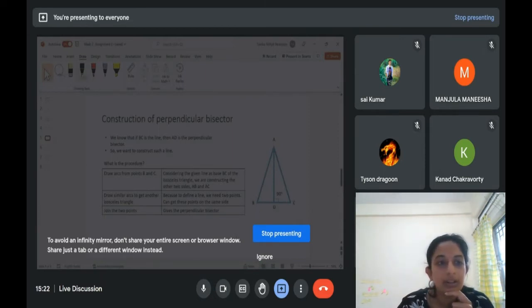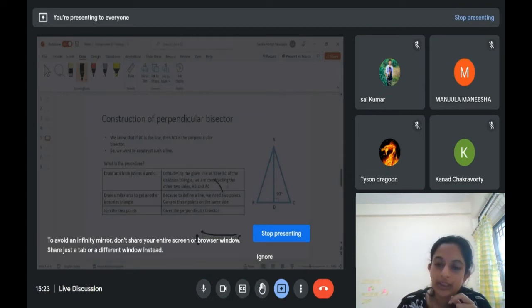So what is the procedure that you follow when you draw a perpendicular bisector? You are given a line. I'll just rename it with the same names to emphasize the similarity. Let us say that we are given a line BC which we want to bisect. What is the procedure followed? We keep the rounder pointer here and we draw an arc here.